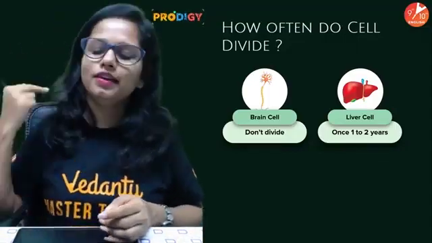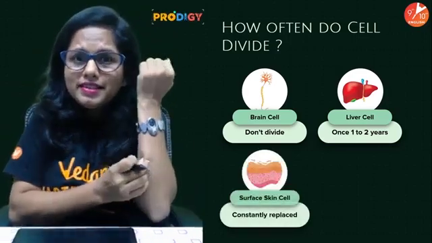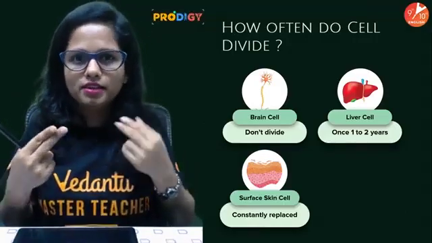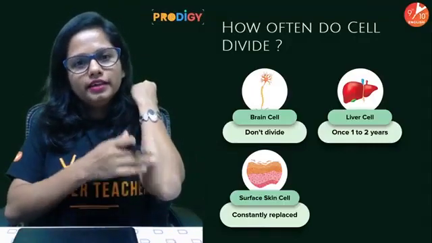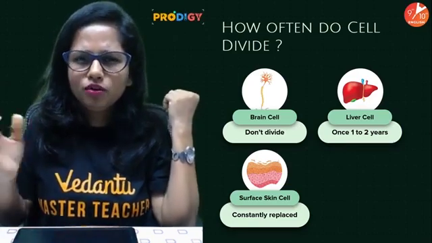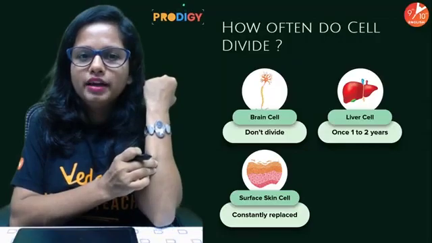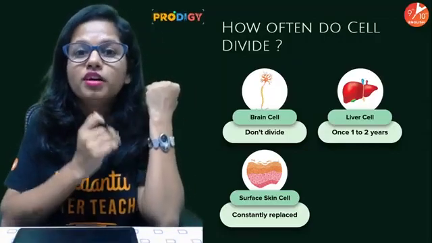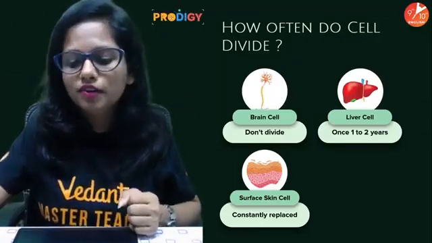Okay, then when we talk about the surface cells, like our skin cells, epidermis, it is constantly replaced. Like in winter season, we see that the skin becomes too dry. Peeling off is not the appropriate term, but we feel that the skin becomes too dry and it is easily replaced by new cells which are formed underneath. So yes, the surface cells are constantly replaced.